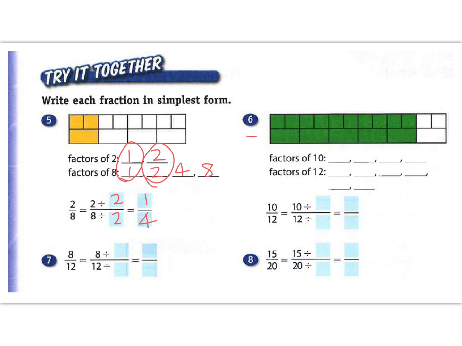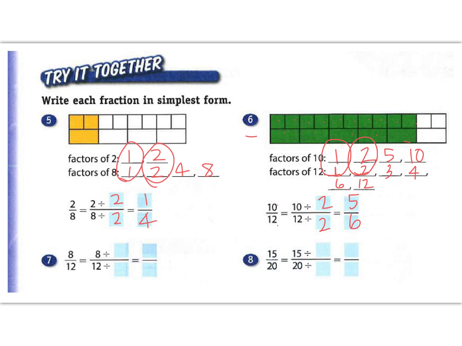Number 6 over here, factors of 10, 1 and 10. Then we go to 2, 2 times 5. 12, we know are 1 and 12. 2 times 6 and 3 times 4. Their common ones are 1 and 2, so 2 is the greatest. So I'm going to divide top and bottom by 2. 10 divided by 2 is 5. 12 divided by 2 is 6. So we can see in the picture 10 12ths, 1, 2, 3, 4, 5, 6, 7, 8, 9, 10 is the same as 1, 2, 3, 4, 5, 6.